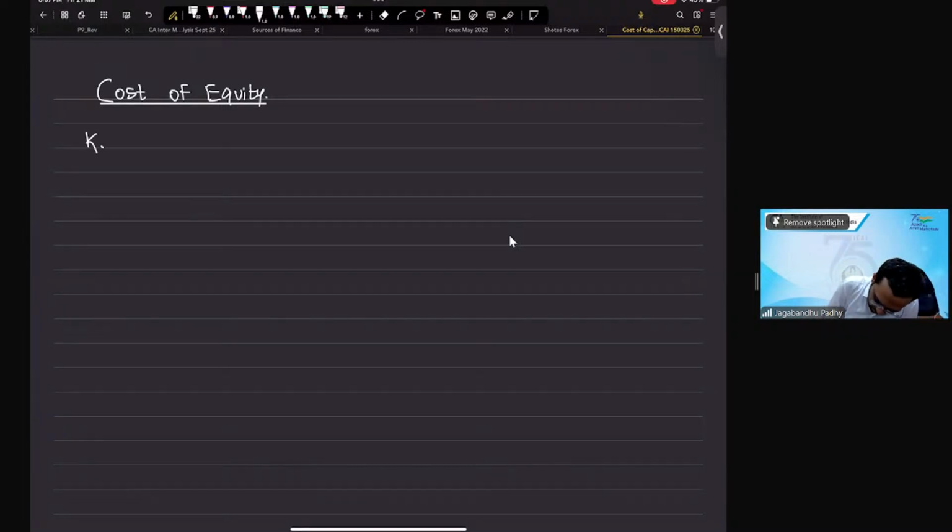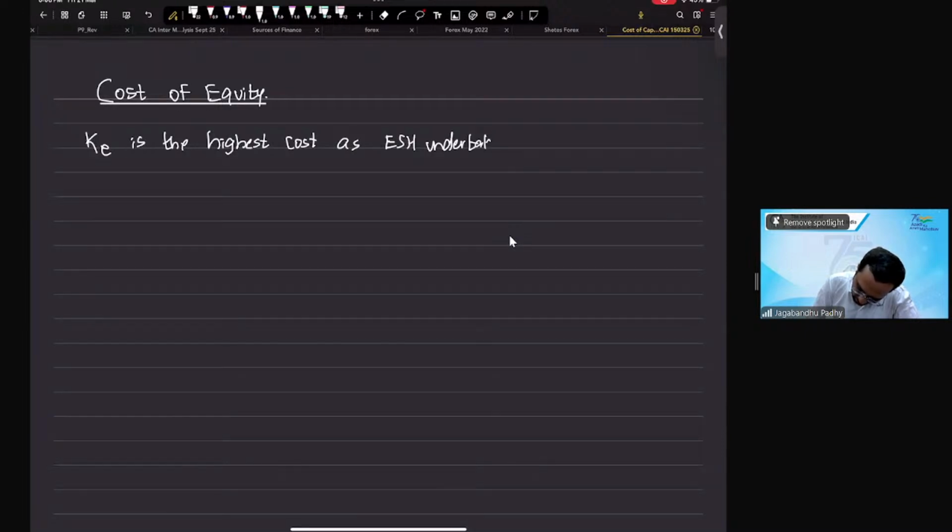So remember, cost of equity is the highest cost. Why do we say that? Because equity shareholders undertake the highest risk. So cost of equity is going to be the highest cost as equity shareholders are undertaking the highest risk when you compare with other sort of investors, which are debenture holders and preference shareholders, and therefore cost of equity is generally going to be higher. But we don't provide any rate of return to our equity shareholders on an explicit basis.